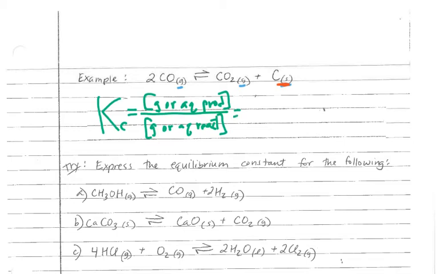All right, so in this case, the only gaseous product is CO2, and the gaseous reactant is CO, and it has a coefficient of 2, so we bring that coefficient up and we make it squared, okay? So the solid carbon is not part of this equilibrium constant expression, okay? It's just left out entirely. So if you were asked to give the equilibrium constant expression for this reaction, this would be it.